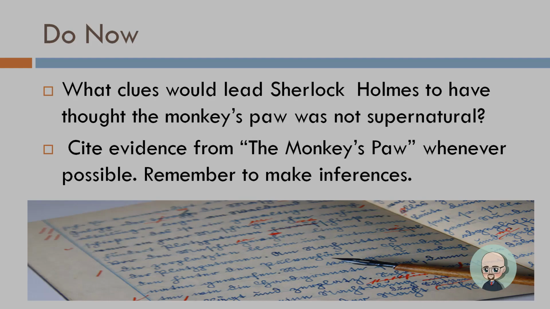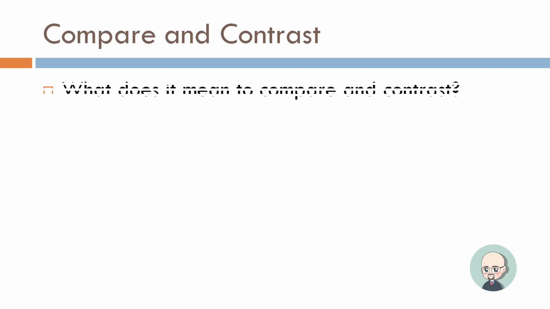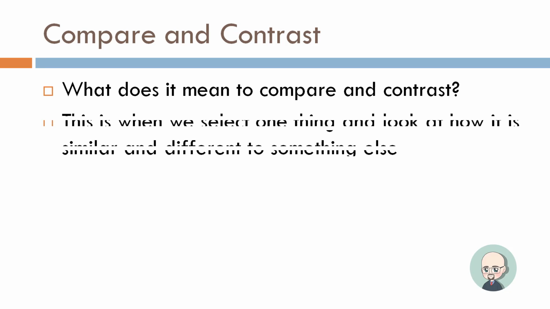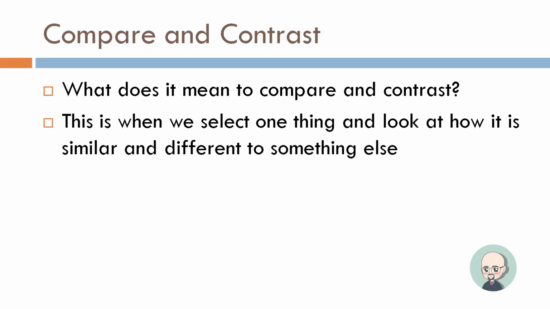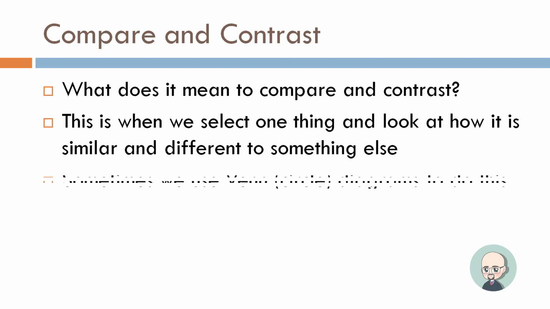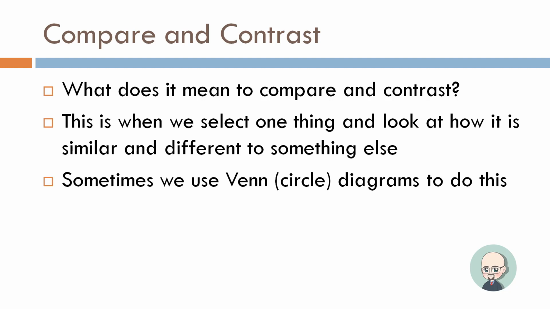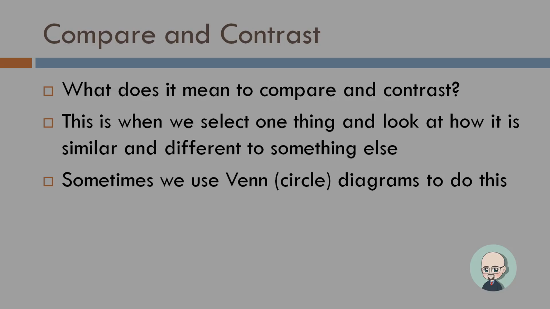Okay, we're back. All right. So when we compare and contrast, we need to know, what does it mean to compare and contrast? It's when we select one thing and look at how it is similar and different to something else. It's not just how it's different, it's also how it's similar. Okay? Sometimes we use Venn diagrams. Those are those circle diagrams I showed you before that have a piece that overlaps in the middle and a lot that doesn't, to do this.